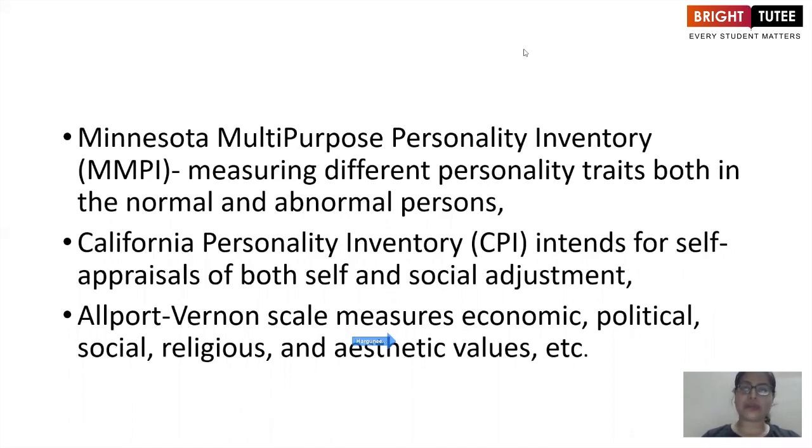These are a couple of famous personality inventories which have different uses. First one is MMPI, which is referred to as the Minnesota Multi-Purpose Personality Inventory. This is used to measure different personality traits of both people who are normal as well as people who have some kind of issues or are abnormal.